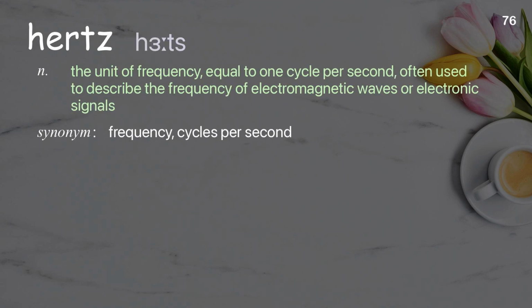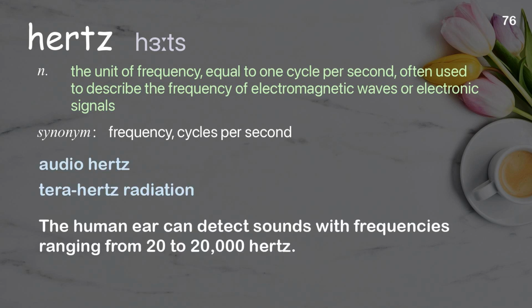Hertz. The unit of frequency, equal to 1 cycle per second, often used to describe the frequency of electromagnetic waves or electronic signals. Examples: Audio hertz. Terahertz radiation. The human ear can detect sounds with frequencies ranging from 20 to 20,000 hertz.